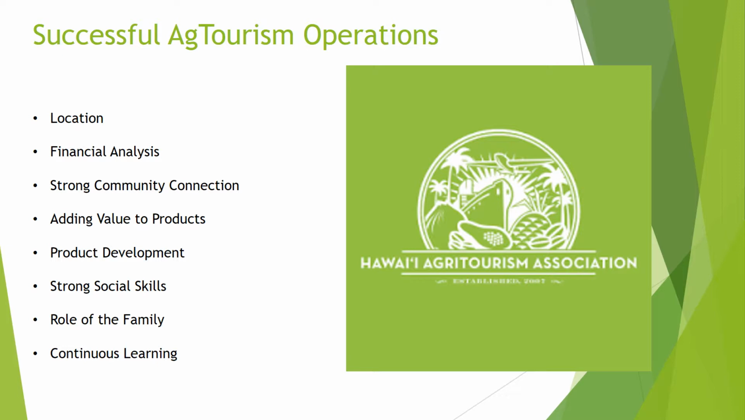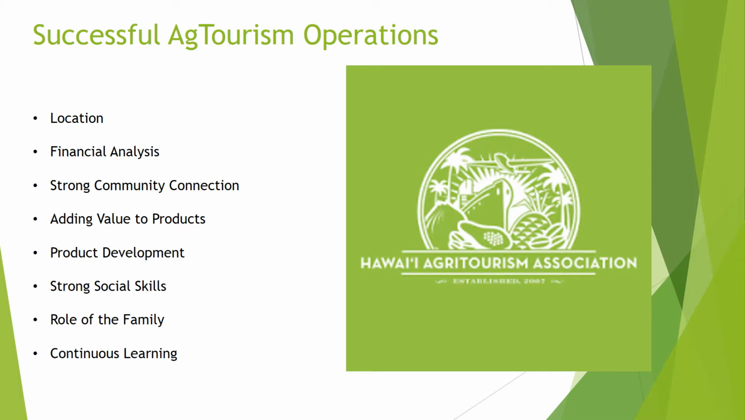And the things that make an ag tourism operation successful are really thinking through these bullet points here. The location of the farm: if you're nowhere near a main road, it's going to be hard for potential visitors to find you. Doing a financial analysis, just like going to a farmer's market, you've got to run the numbers and see, is this going to be a profitable venture? Because it's going to take a good amount of time. You're going to have staff. This is another venture that's going to pull you away from the other parts of your farming operation.